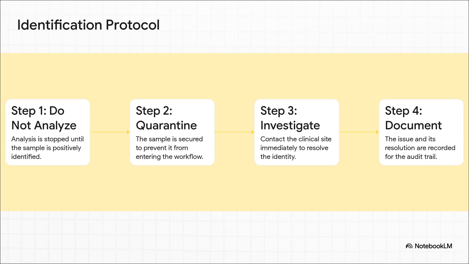The first step is always to stop. That sample gets immediately put in quarantine, totally separate from the main workflow. Then they get on the phone to the clinical site to figure it out. And you better believe every single one of these steps is documented. Why? Because if you analyze an unknown sample, you've just generated useless data and you've potentially compromised the entire trial.